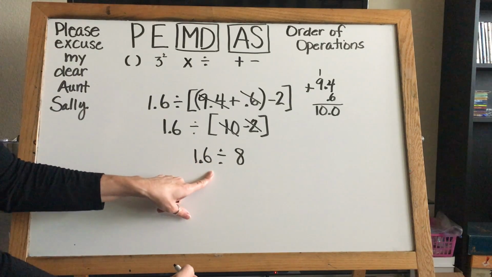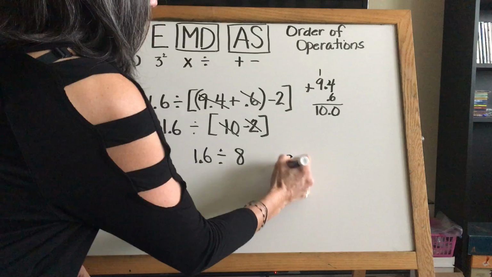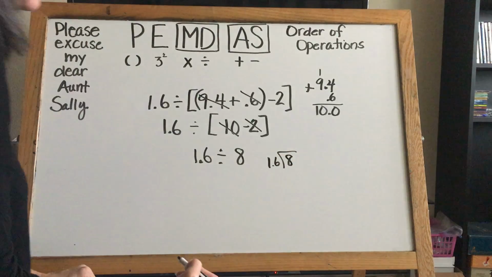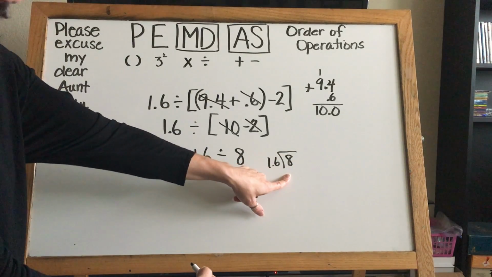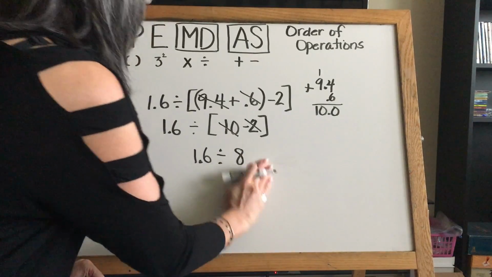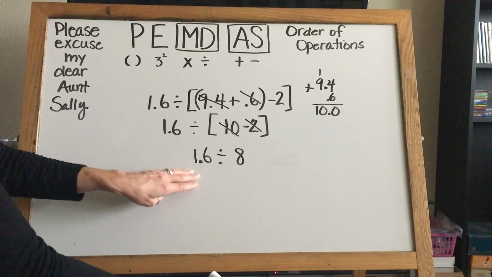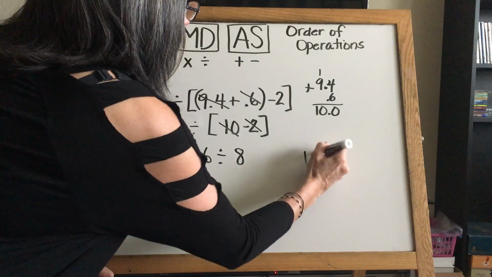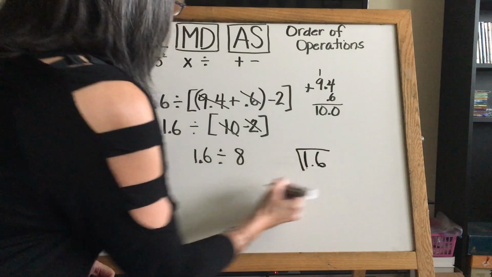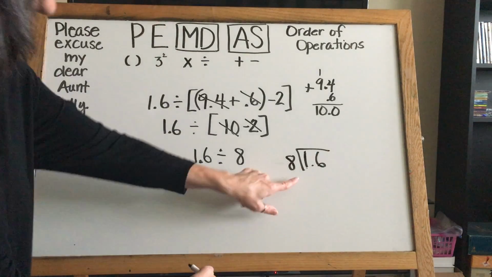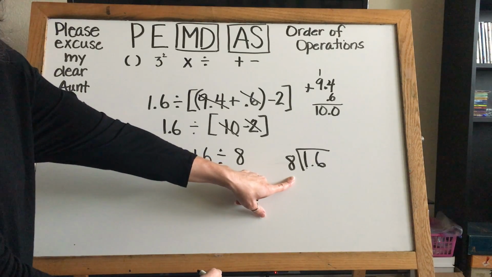Now, this looks like, if you weren't paying attention, you're going to think it's 8 divided by 1.6 because you know that 8 is a bigger number. But that's not following the order of operations. This says 1.6 divided by 8. And that's how we would write it, and that's how we would solve it.